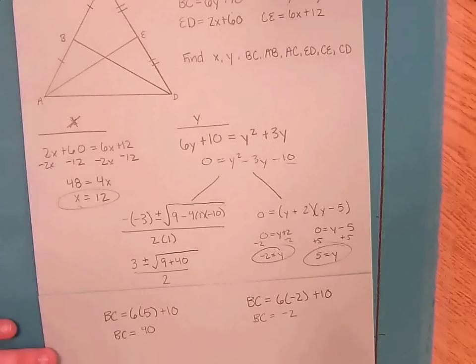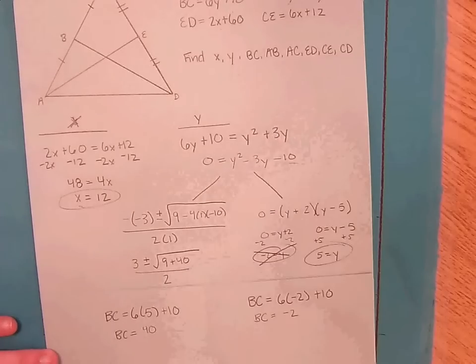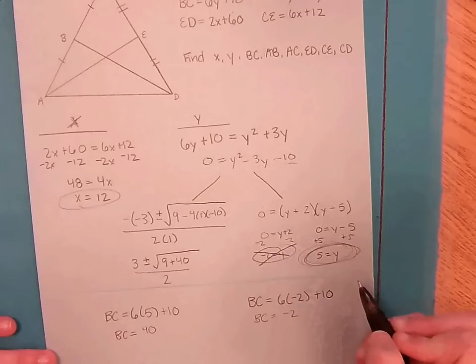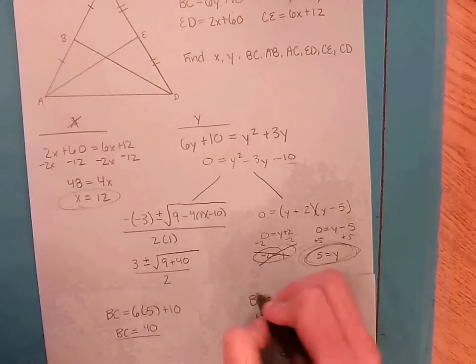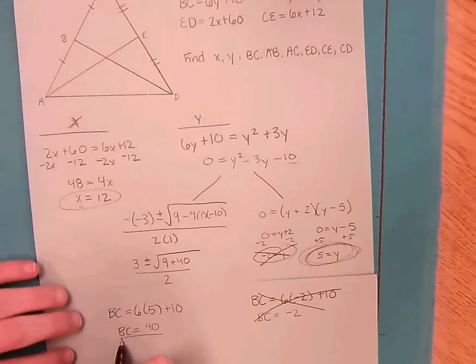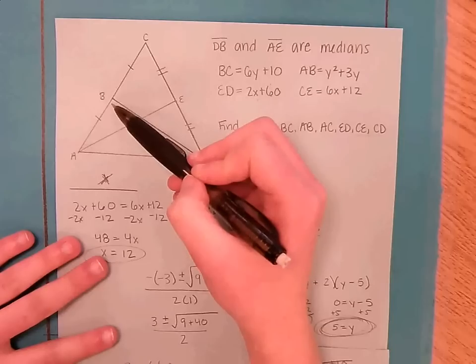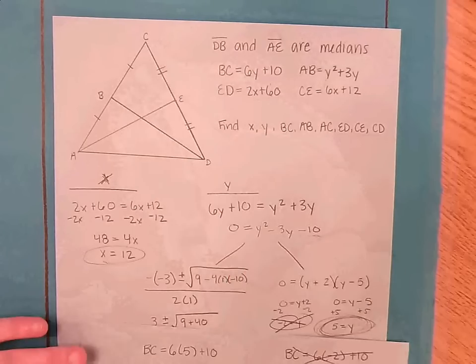And the only way we found out that it didn't work was plugging it in and finding out if any of the values would be true. So we can go ahead and eliminate y equals negative 2. So now we know that the y value has to be 5. And so there's BC. So this length, this side BC is 40. Now hopefully we get AB to be the same, because they should, because we just said that they should be congruent. Alright, let's try it.